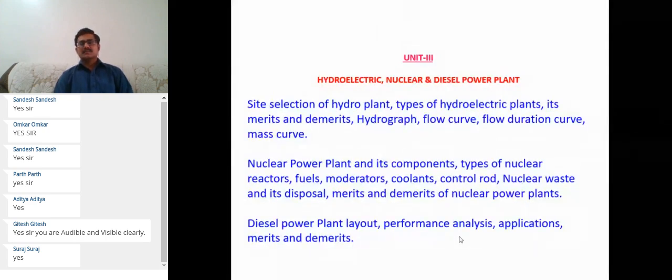And the nuclear waste and disposal. That is one of the very important topics for the operation of the nuclear power plant. Merits and demerits of nuclear power plants. What are the different advantages and disadvantages of the nuclear power plant as compared to the other types of power plants? Different, meaning in the earlier unit, that is the thermal power plant. How the thermal power plant can be differentiated from the nuclear power plant based upon advantages and disadvantages. How you can compare the hydroelectric power plant based upon merits and demerits with the nuclear power plant. Similarly for the diesel power plant as well. So comparison will be carried out between the nuclear power plant and the other types of power plants as well.